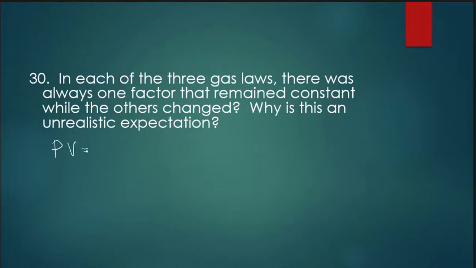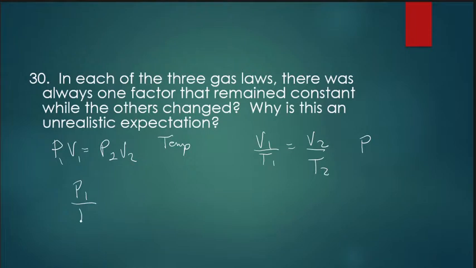Boyle's law was P1 V1 equals P2 V2, and I kept the temperature the same. I didn't allow the temperature to change. Charles' law was V1 over T1 equals V2 over T2. This time I did not allow what to change? Pressure. And then looking at P1 over T1 equals P2 over T2, I did not allow volume to change.